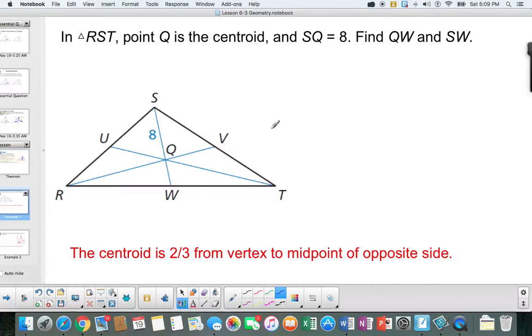All right, let's practice. So this is a centroid. It's created by all the medians, and this is 2/3 of the way. This will be 1/3 of the way. So they want us to find QW. Now 1/3 of the way is half of this, so that number will be 4. So this length is 4. So 2/3 of the way, 1/3 of the way. It's a 2-to-1 ratio. So SW will be equal to 12.